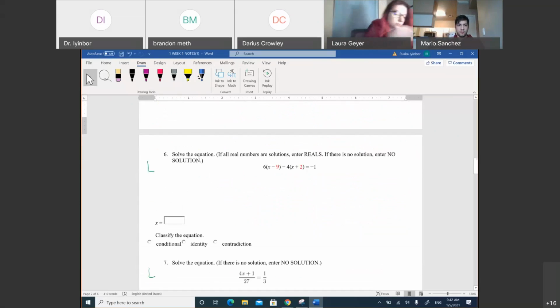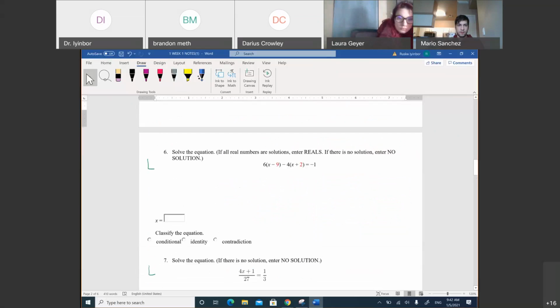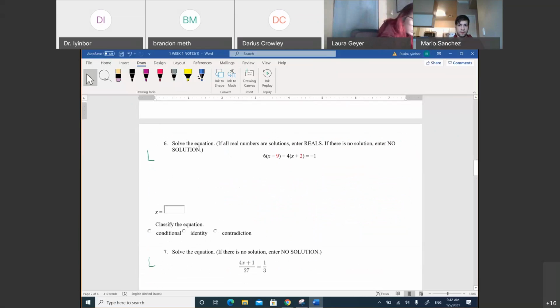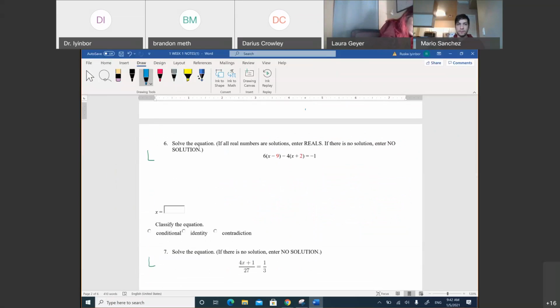Okay, I'm going to do one more, and then you're going to take a little break. Okay? So let's do this one. We're going to do the same way. We're going to do the parentheses. Then after that, I'm going to move the x's in one side, move the numbers in the other side, and just get x by itself.